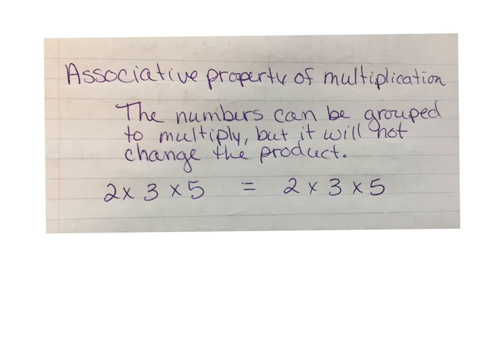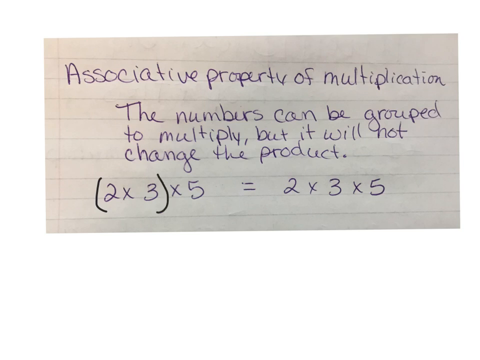Another one of the properties is called the associative property of multiplication. This says that the numbers can be grouped to be multiplied, but it will not change the product. So in my number sentence I have here, I have not grouped the numbers. They are all individual. 2 times 3 times 5, 2 times 3 times 5. But I'm going to group them. I'm going to put parentheses around them.